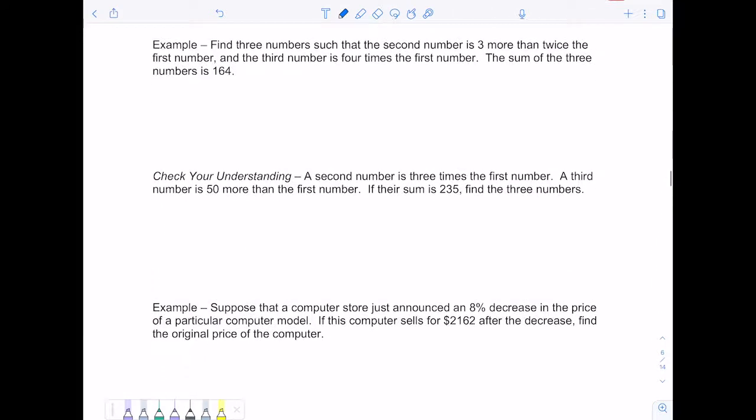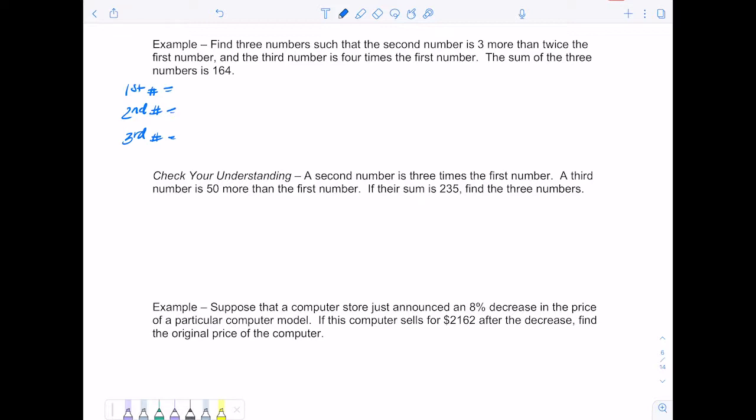Okay, let's look at an example now where we actually have to solve. So we'll go back to the number problems, okay? And if you would like, you can pause the video and read the example, and then unpause it when you're ready to work it out. Find three numbers such that the second number is 3 more than twice the first number, and the third number is 4 times the first number. The sum of the three numbers is 164. Okay, so I've got three numbers here. We're going to first define those. So my first number, and my second number, and my third number.